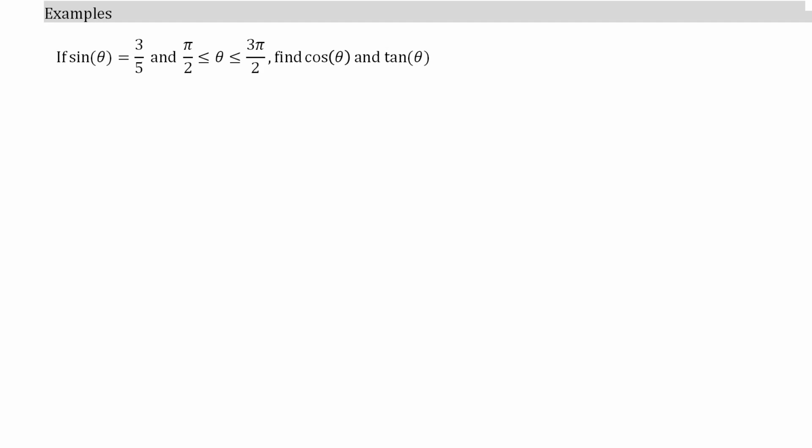Welcome. So we are going to go through this example here. It says if sine of theta is equal to 3 on 5 and theta is between pi on 2 and 3 pi on 2, find cos of theta and tan of theta.